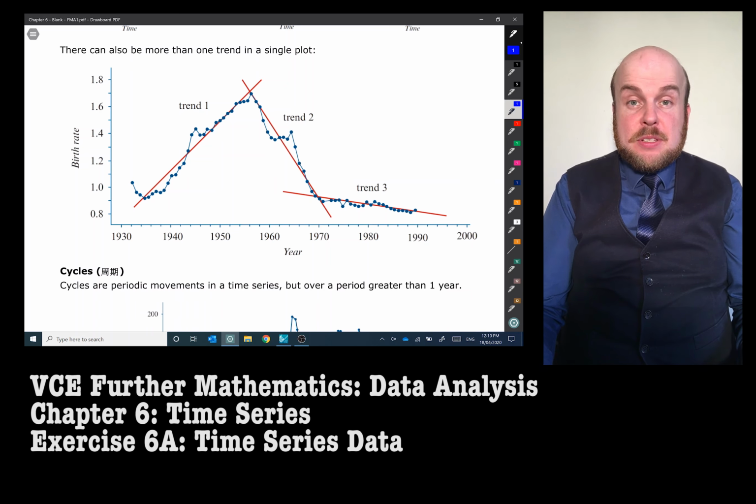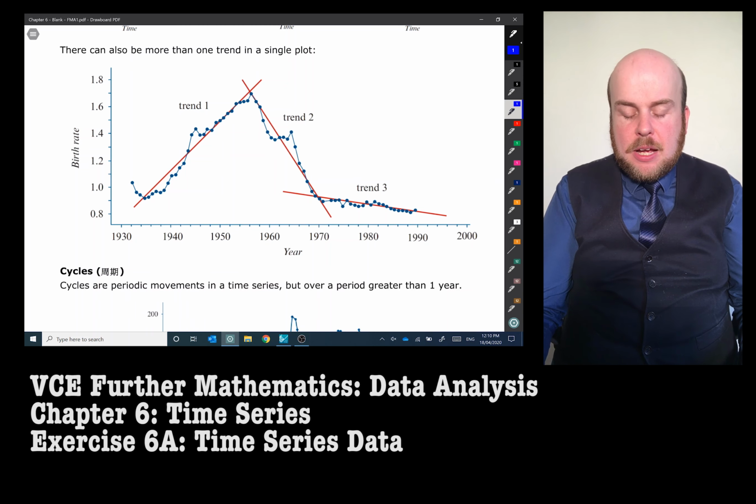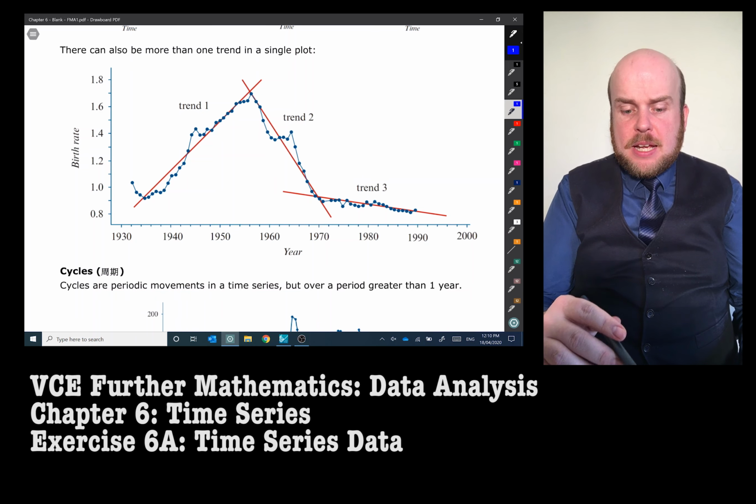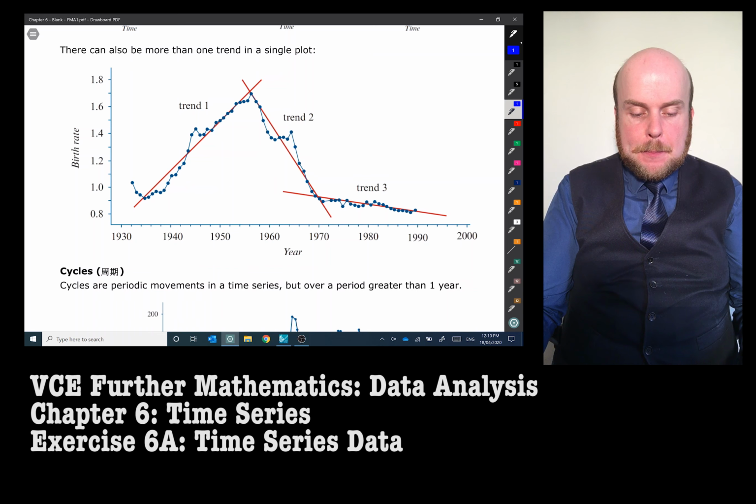I would probably describe those as two different levels of trends. So for instance, trend 2 I would describe as a steeper decrease because it's a steeper line, whereas in trend 3 the rate of decrease is much smaller, much lower.